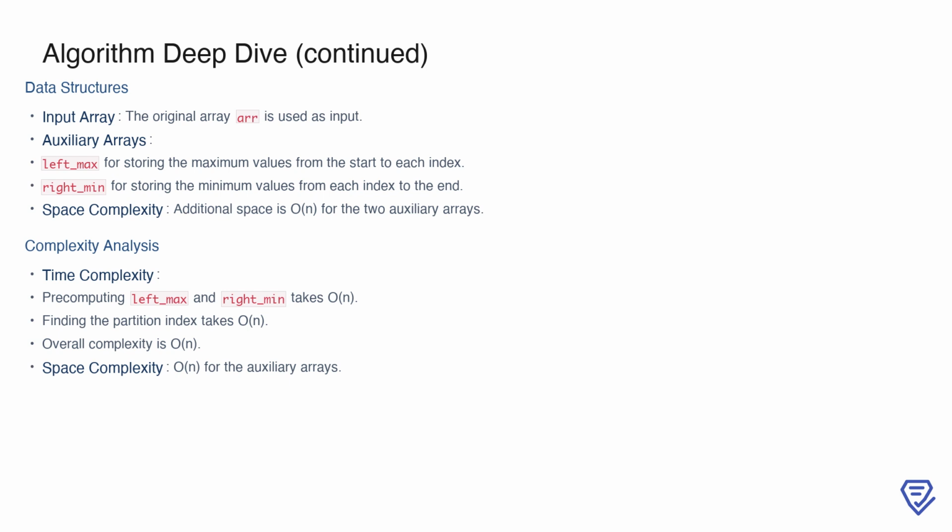As for the time complexity, pre-computing left_max and right_min each requires a single pass through the array, resulting in O(n) time. After pre-processing, finding the partition index involves another single pass through the array, making the overall time complexity O(n). This combination of O(n) time complexity and O(n) space complexity makes the solution highly efficient, even for large input sizes.